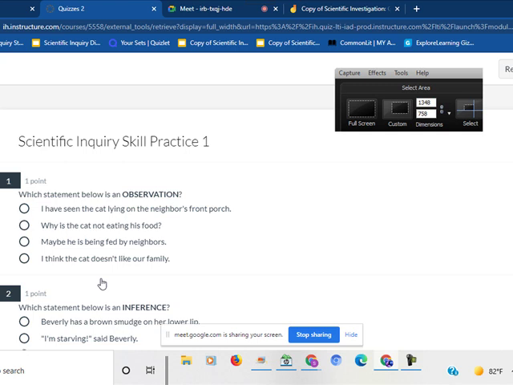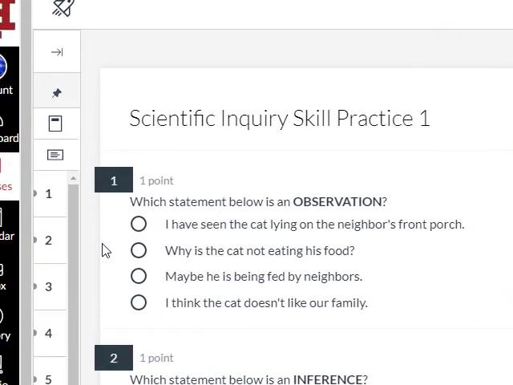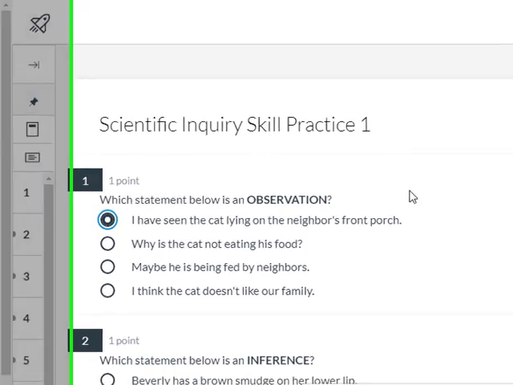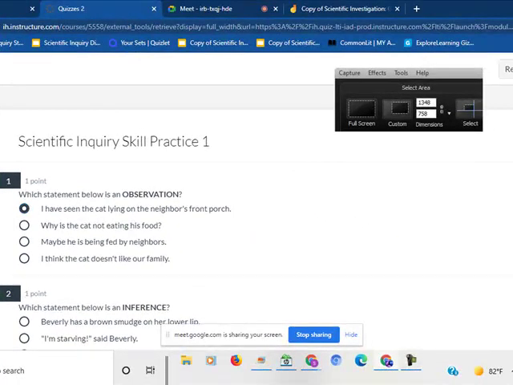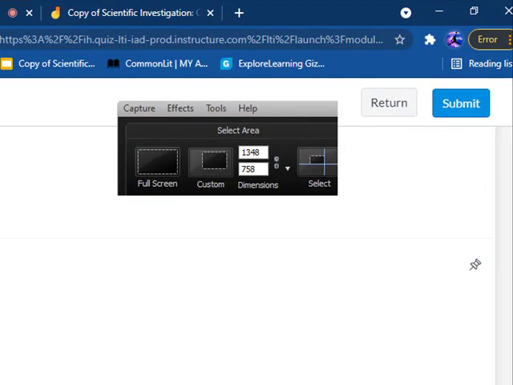Okay, so I think it's the first one, because with the first one you're using one of your five senses, seeing, like you're seeing that the cat is lying on the neighbor's front porch. Good. Just like that one. Now the next one asks you which one is the inference, the judgment.